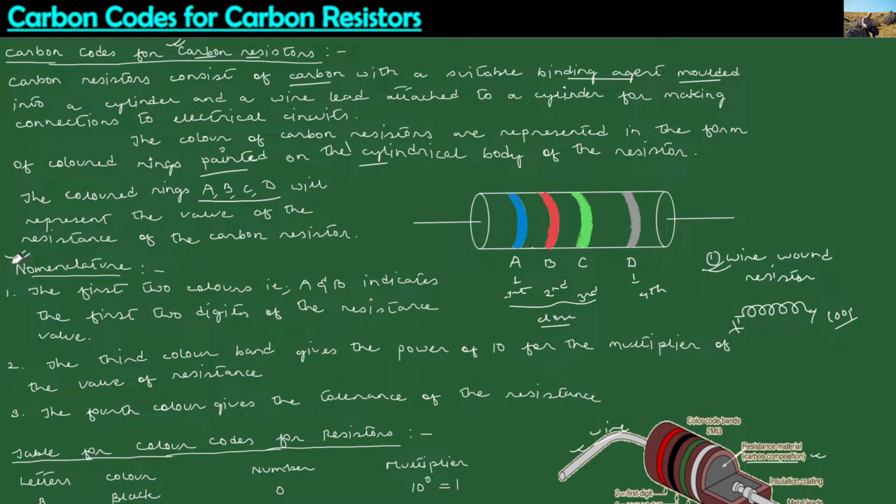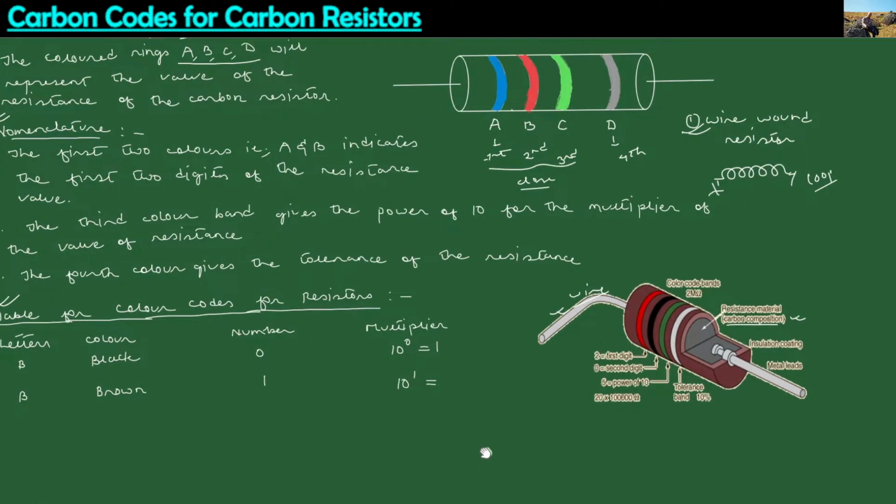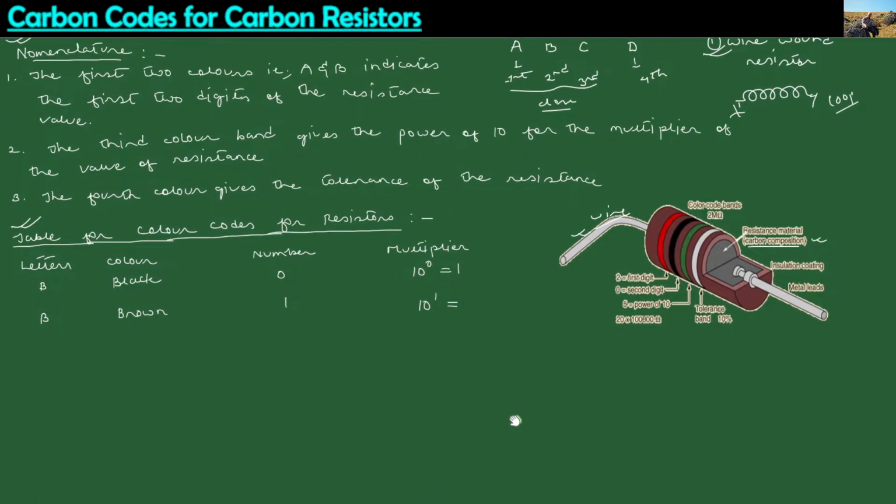But before we learn this nomenclature, let us first highlight what these colors represent in terms of the resistance. So you have to remember the table. You have to remember this table. The table for color codes goes like this.